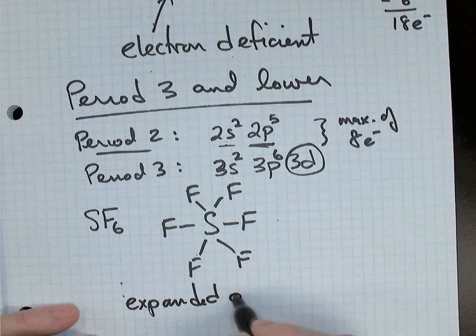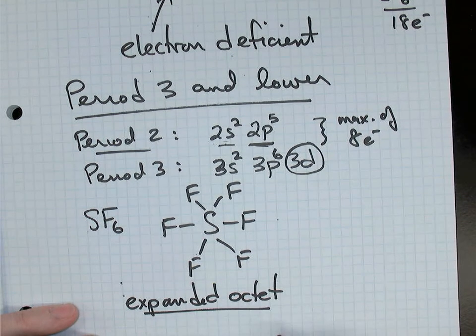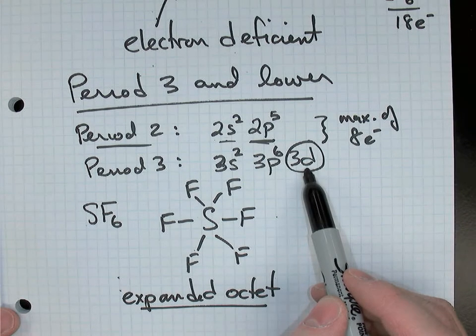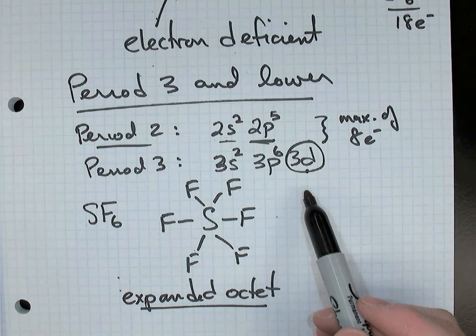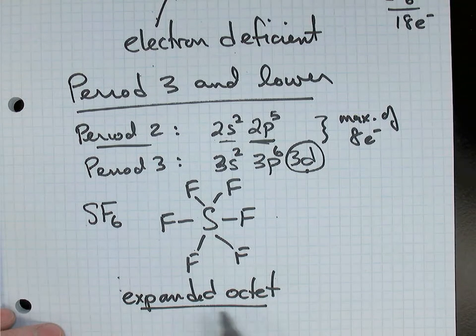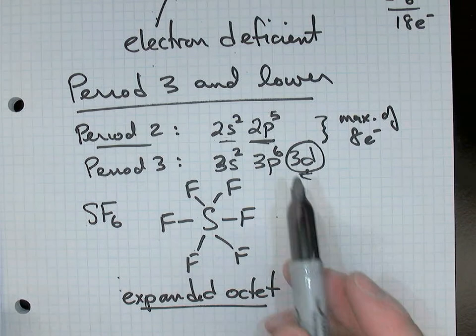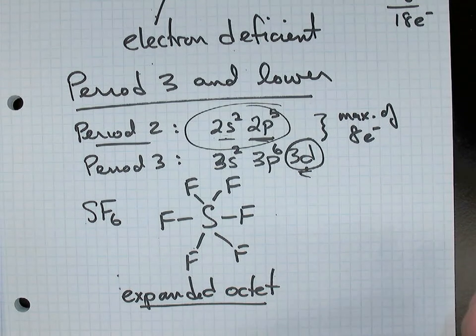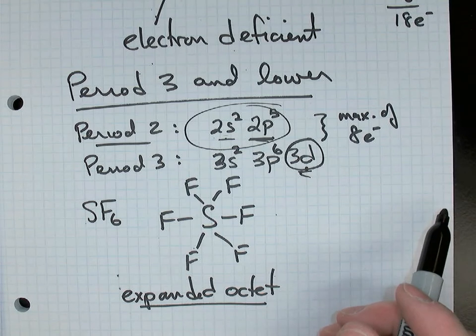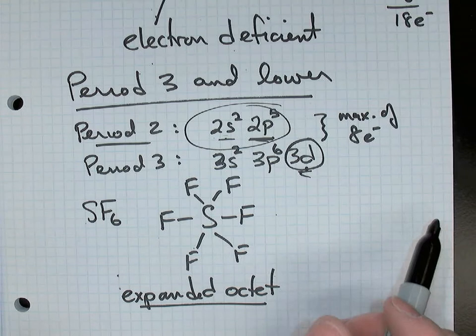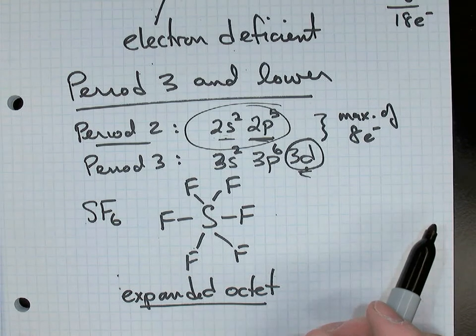And the explanation for that is because it has these d orbitals available for bonding, it can actually have more than 8 electrons. You will only see expanded octets for elements in period 3 or lower on the periodic table, because that's where you'll see d orbitals available for bonding. Elements in period 2 can never have more than an octet. We saw boron had a deficient octet, but you'll never have an expanded octet for an element in period 2, because only 2s and 2p orbitals are available.